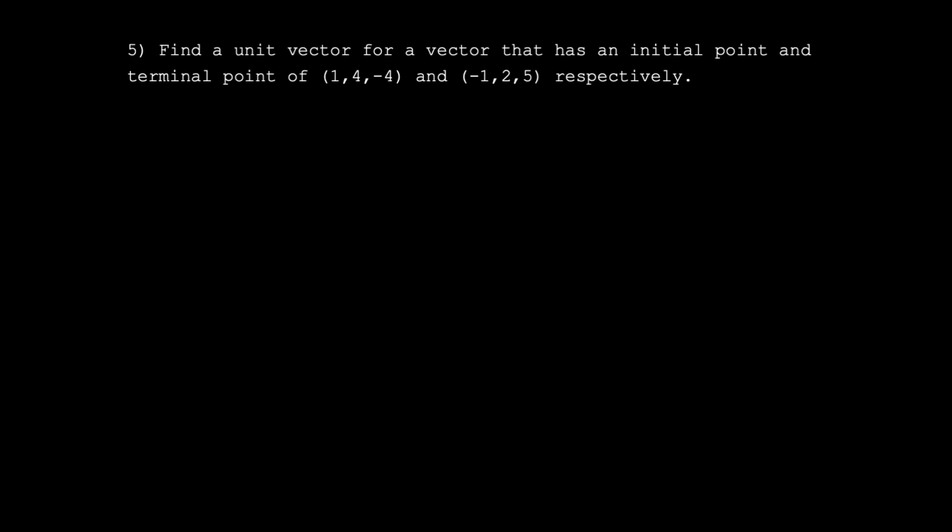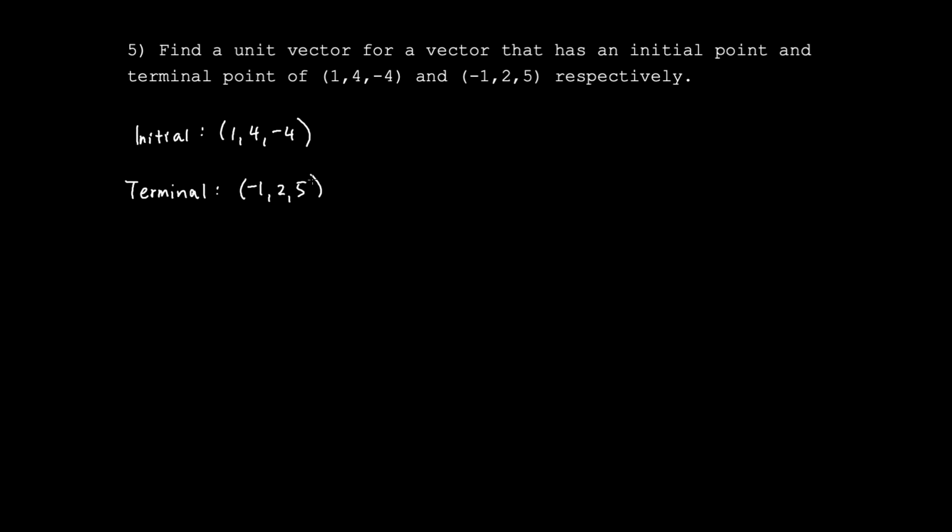Now let's try this out for a problem. It says here that find a unit vector for the vector that has an initial point and a terminal point of 1, 4, -4, and -1, 2, 5 respectively. Please pause the video if you want to try this out for yourself. All right, so the initial point is 1, 4, -4, and the terminal point is -1, 2, 5.